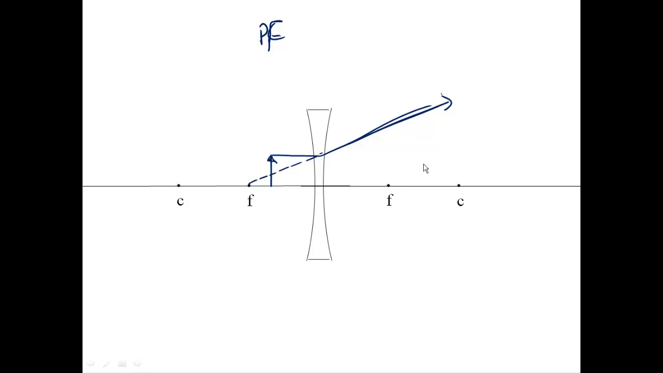The second ray goes through the center of the lens, and looky there, it crosses right there. Notice the image is smaller, it's upright, it's virtual, it's between the object and the lens, and there you have it.